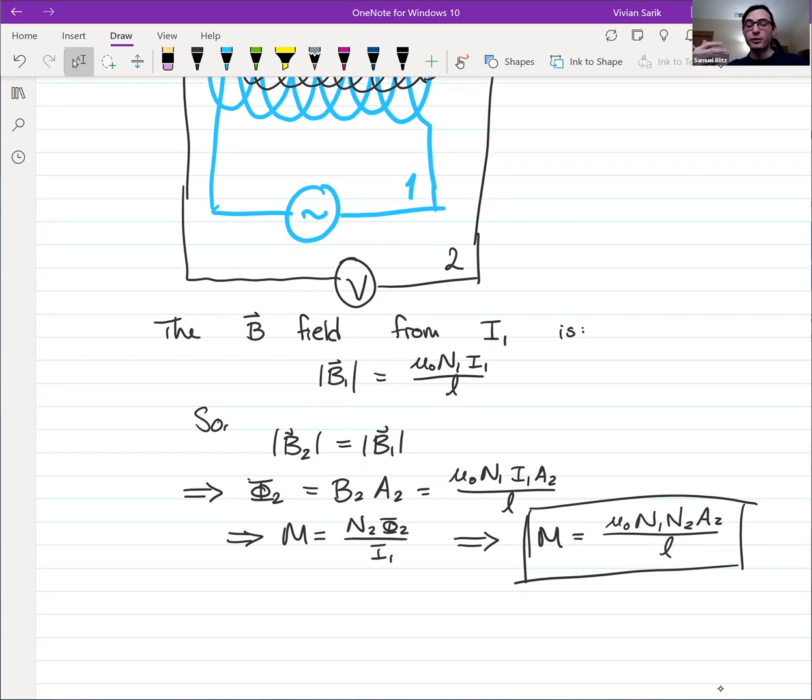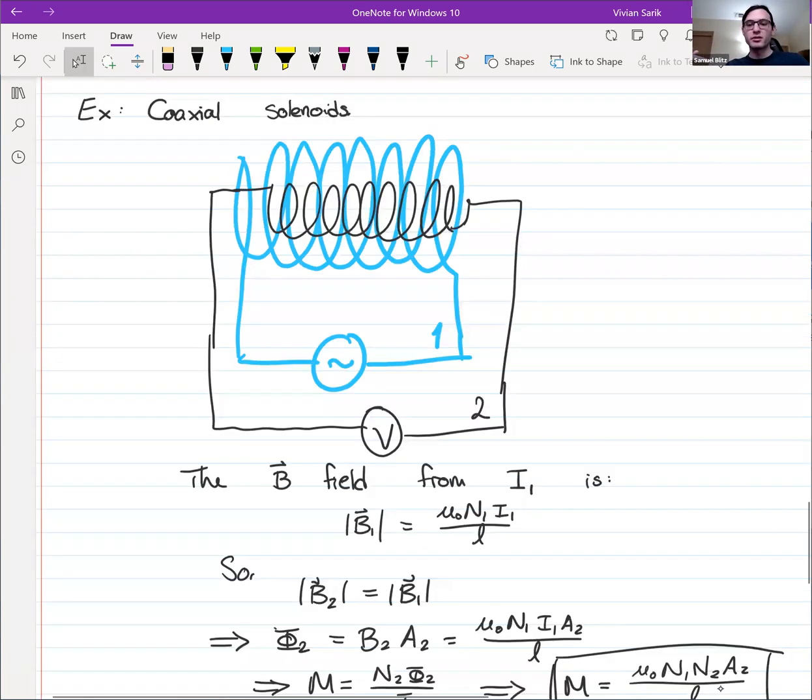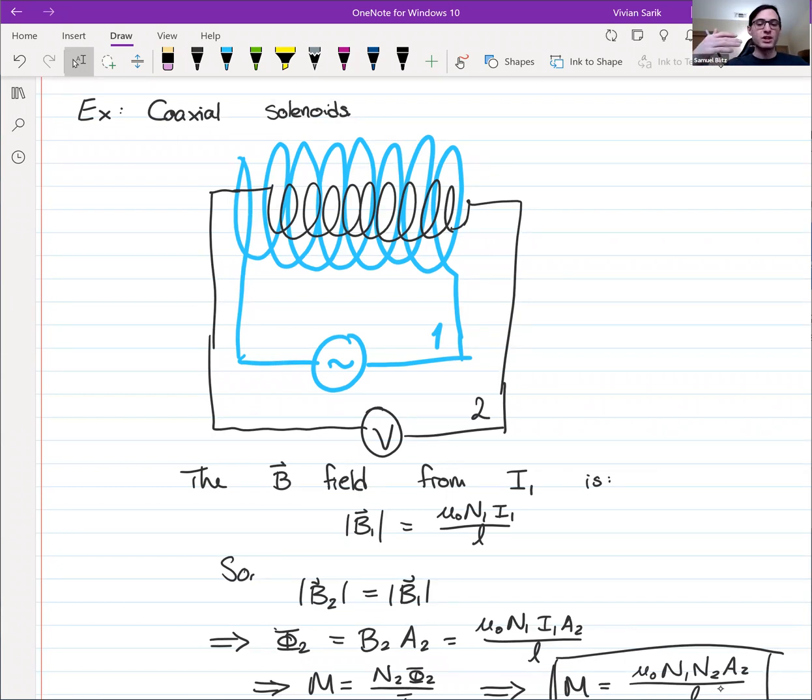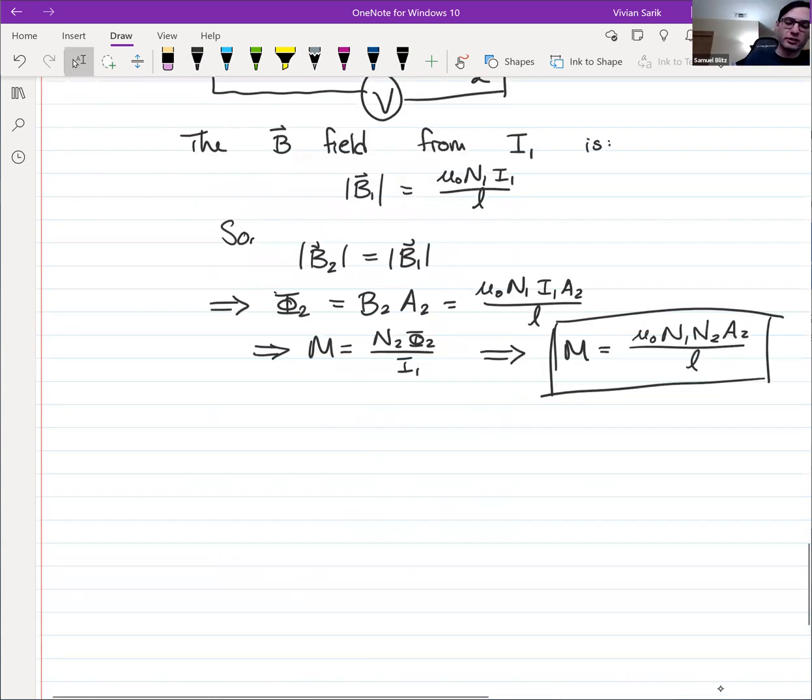But right, it's not necessarily the case that you need two solenoids in order to see some sort of induced EMF, right? If you have current flowing through a solenoid, the flux through that same solenoid is changing. So there will be some induced EMF on the same solenoid. And that gets us to the topic of self-inductance.